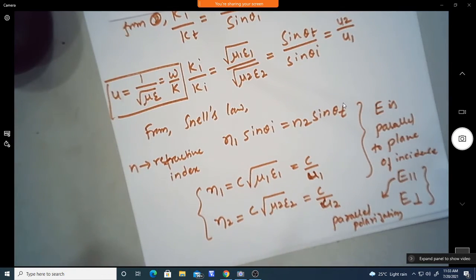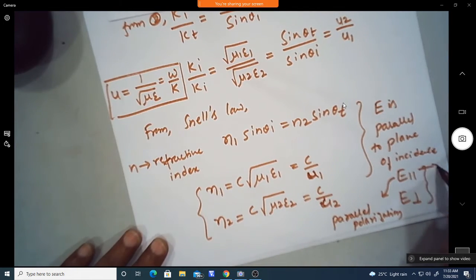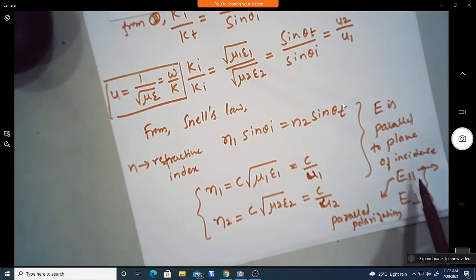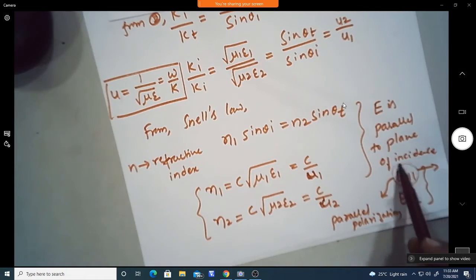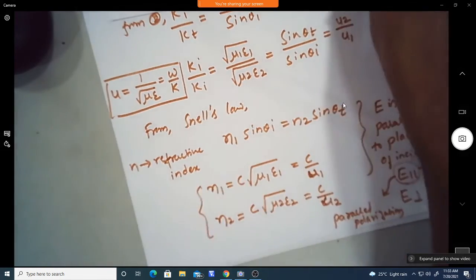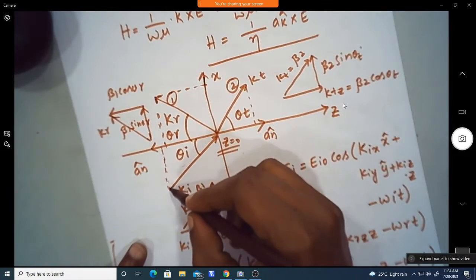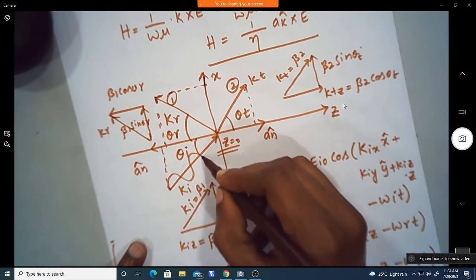Okay, so that is parallel polarization and perpendicular polarization. But in your syllabus, we are only going to discuss the parallel polarization. That is where we have the incident plane wave like this, the wave which is traveling like this.